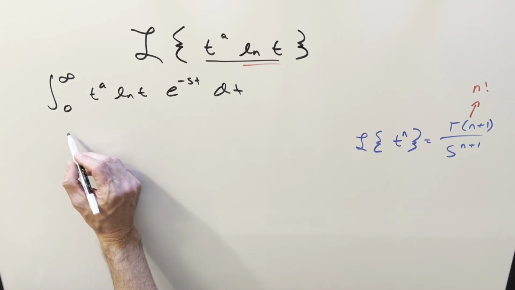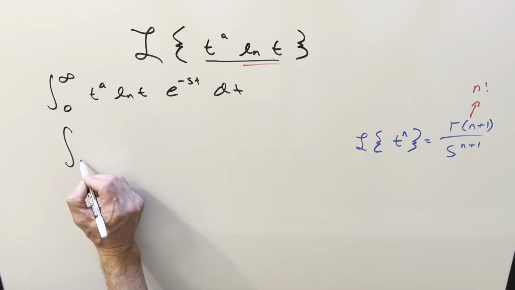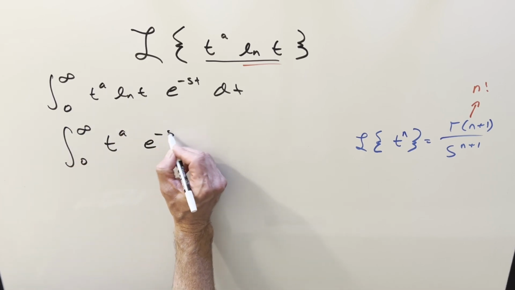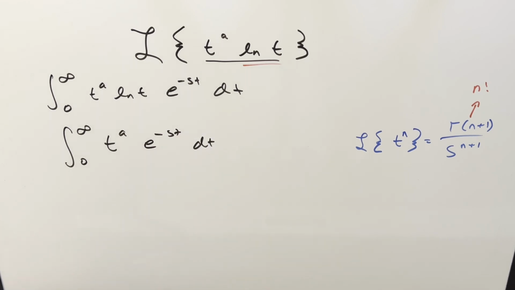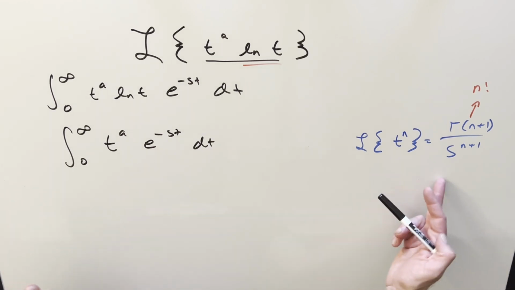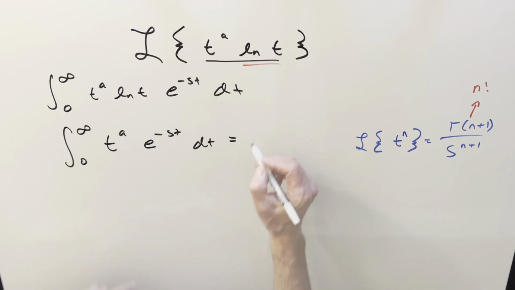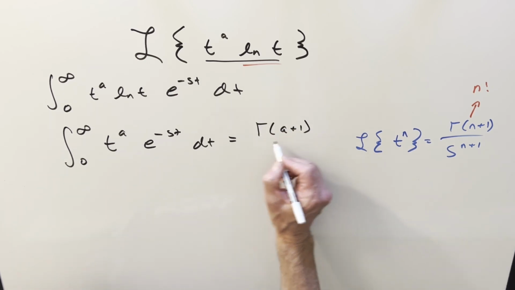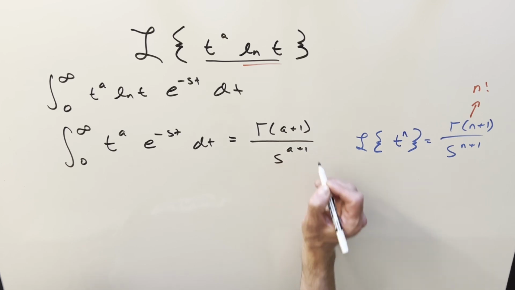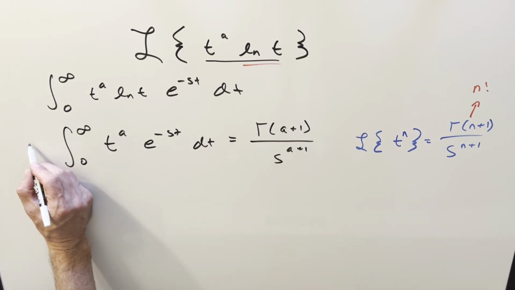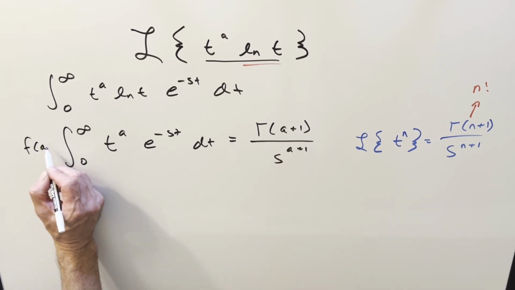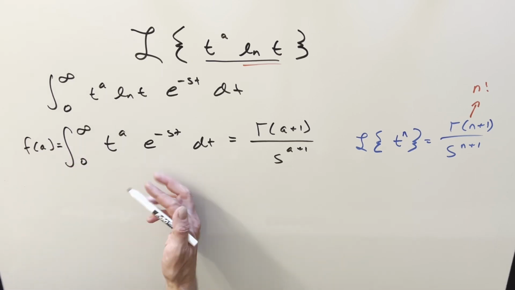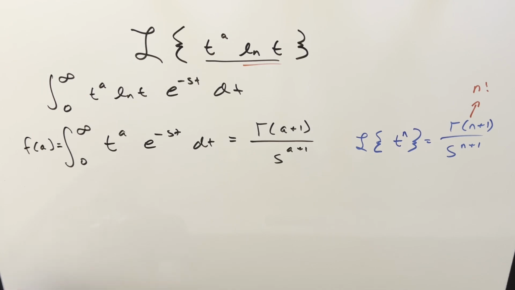So what we'll start with instead is this simpler thing, which is the integral from 0 to infinity of t to the a e to the minus st dt. And we know exactly what this is because we have the formula. Just using a instead of n, this is going to be gamma of a plus 1 over s to the a plus 1. Then let's label this. I'm going to call this a function. I'm going to think of this as a function in terms of a, even though you could also look at it as a function in terms of s.